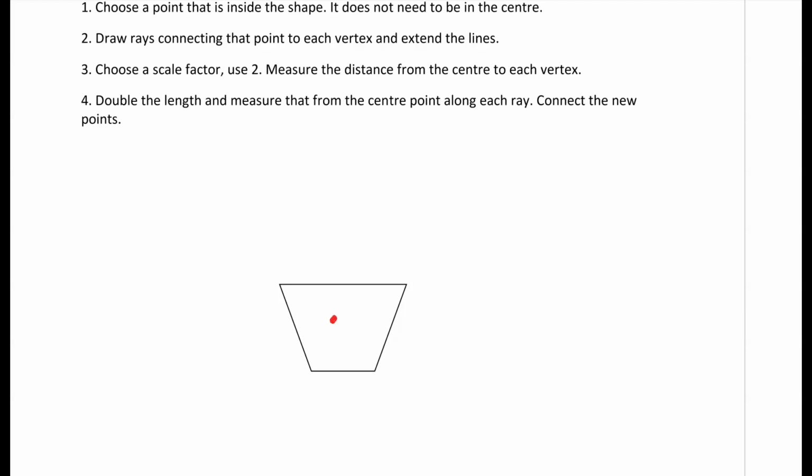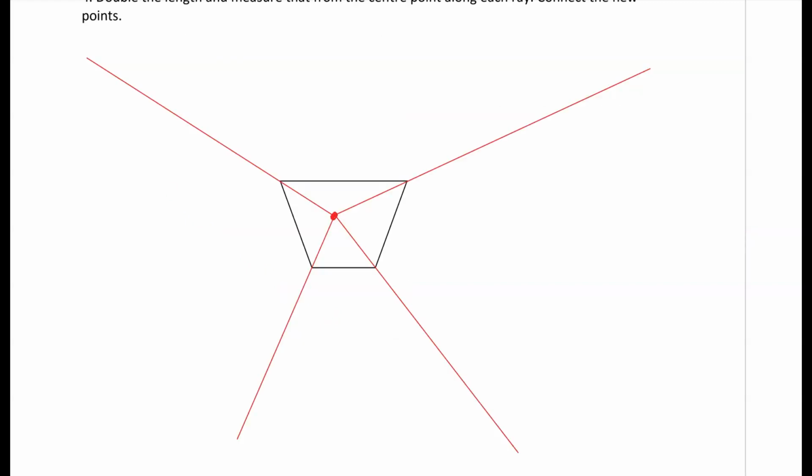Then it says draw rays connecting that point to each vertex and extend the line. So what I want to do is go from this point right in the middle that I just made and go through my vertex and then out and extend that line. Now I'm going to pause it and clean this up a little bit, but just so you have an example. This is what it should look like after you've connected from that dot going through the vertex and then drawing the line out extending from the shape.